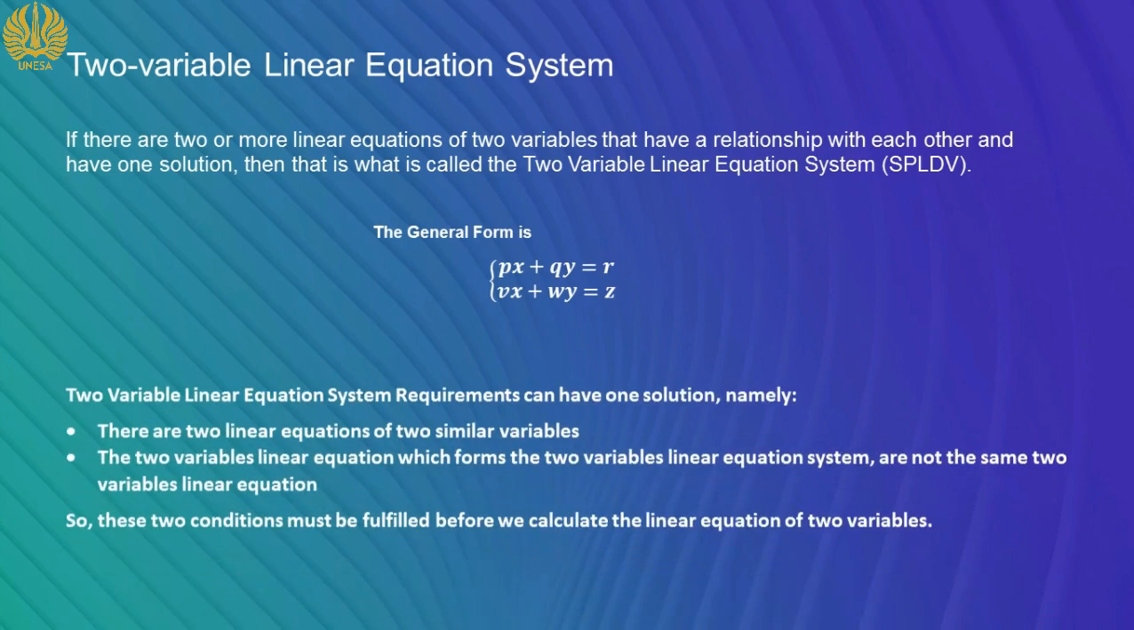Now, a 2 variable linear equation system can have one solution if, first, there are 2 linear equations of 2 similar variables, and second, the 2 variable linear equations which form the system are not the same 2 variable linear equation. So these 2 conditions must be fulfilled before we can calculate the linear equation system of 2 variables.